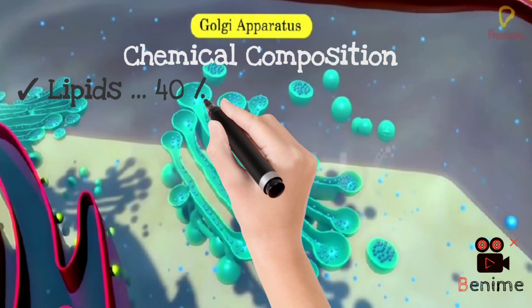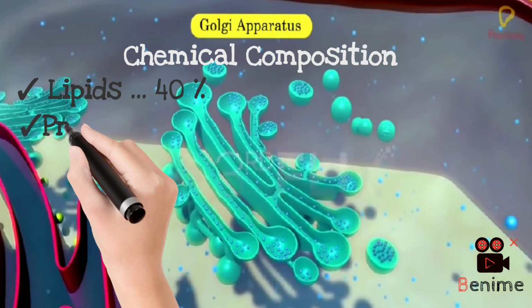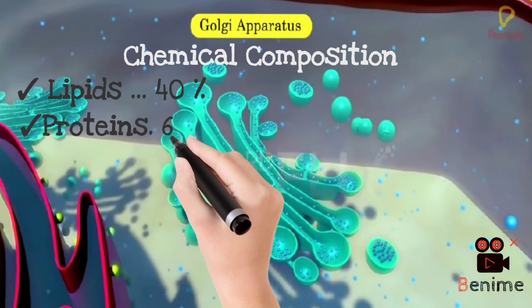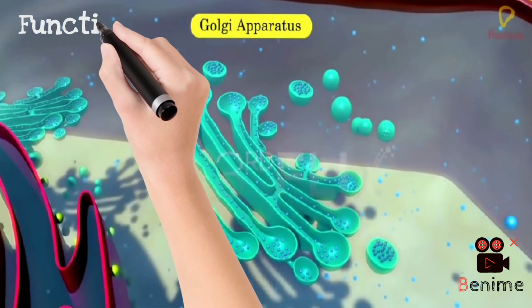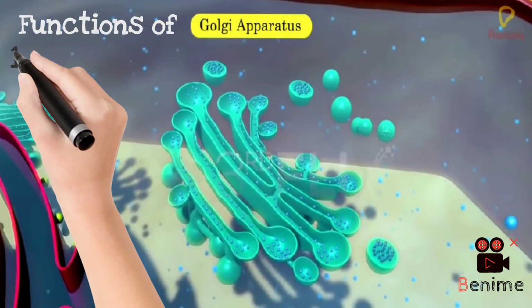Now, what are the chemical compositions of Golgi apparatus? First one is lipids 40% and second one is proteins 60%.